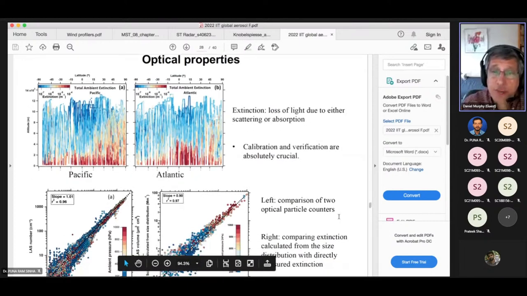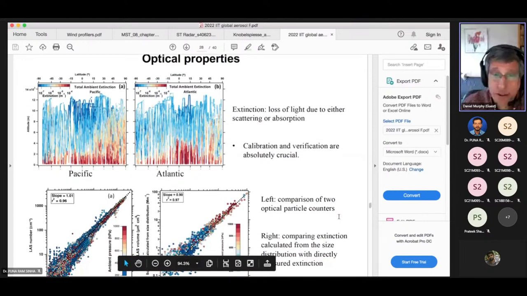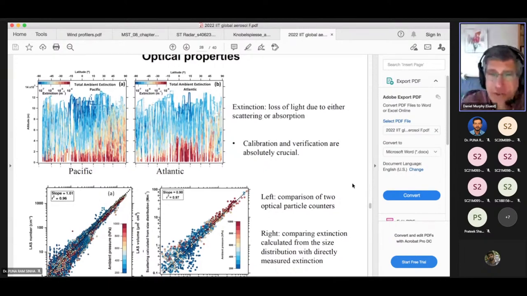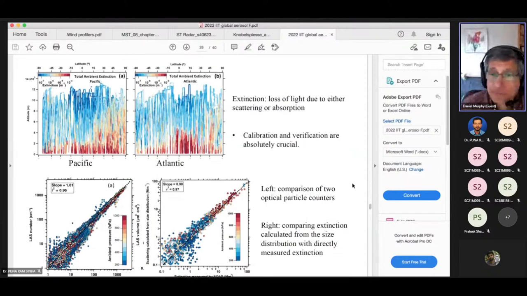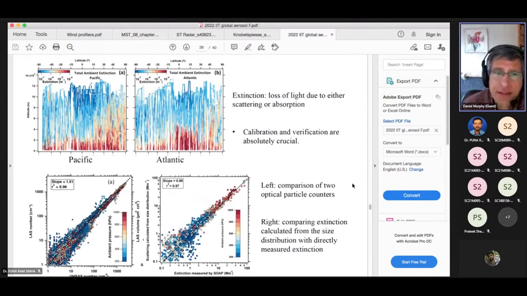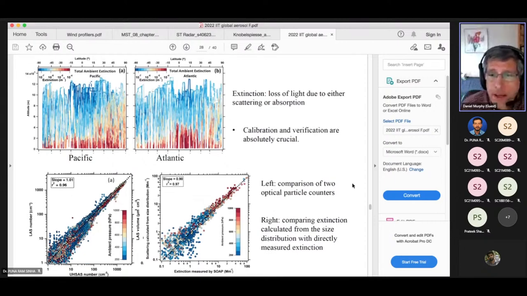And so Chuck Brock put in a lot of time doing this. And here is, again, an altitude-latitude profile of observations from this tomography mission showing the local extinction, which is the loss of light due to either scattering or absorption, as a function of altitude and latitude in the Pacific and Atlantic. And calibration and verification are absolutely crucial.